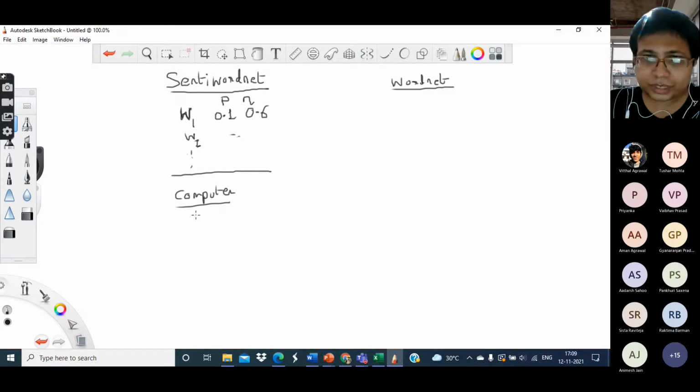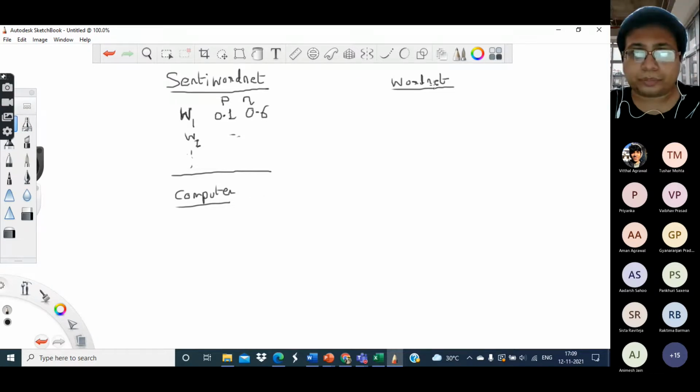So now the thing is, suppose I want to create this SentiWordNet. What is the way in which I can build this kind of resource? Of course, it will require people to sit and manually do the tagging, but there is of course a limit to how much tagging one can do.